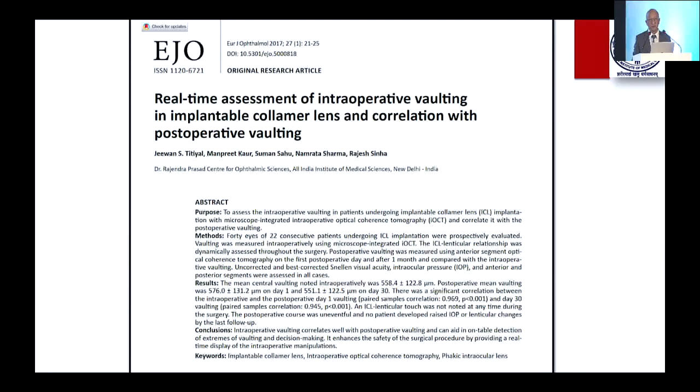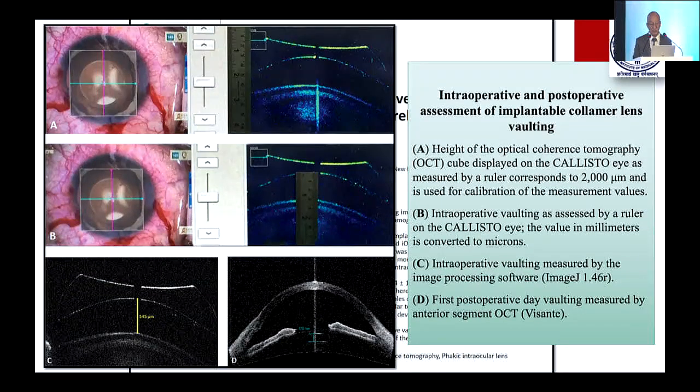This was our first publication related to intraop OCT, and this highlights the intraoperative assessment of ICL vault on the table, which normally you would know only the next day after you do the surgery, when you realize the vault is less or more. This you can see on the table now, and this vault can be measured also.